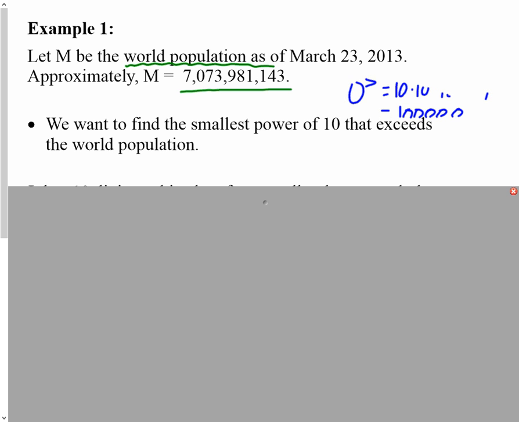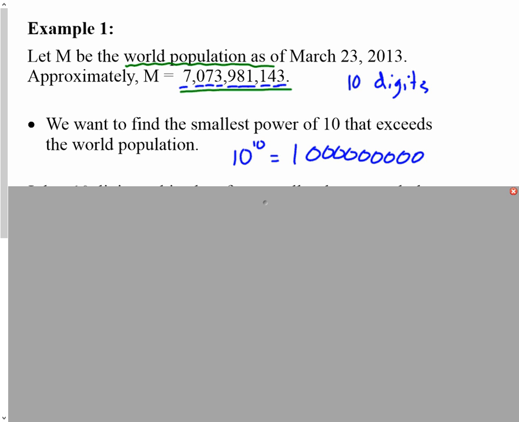So let's find one that's just bigger than our world population. Well, if you look at the world population, we have 1, 2, 3, 4, 5, 6, 7, 8, 9, 10 digits. So why don't we try 10 to the 10th power? That would be a 1 with 10 zeros. I'm going to put our comma every 3. So I've got 10 billion. So 10 billion is larger than approximately 7 billion. And if we were to do one less, 10 to the 9th power, we would only be at 1 billion, which is not above it.